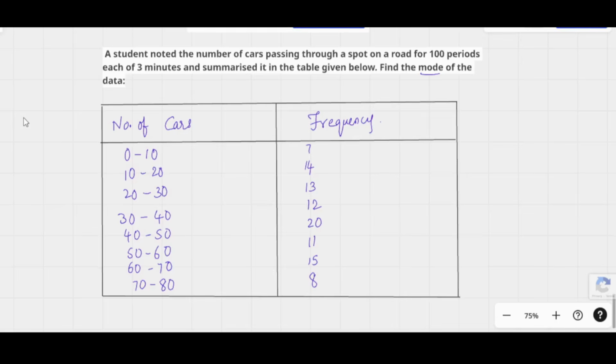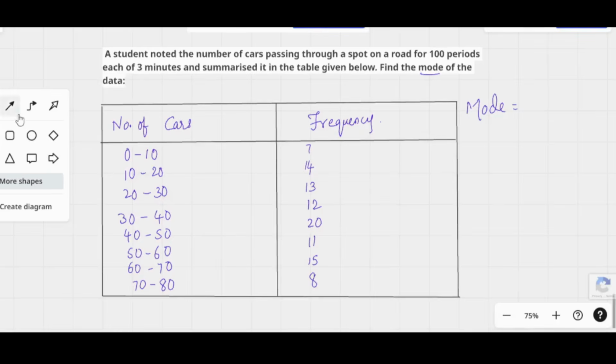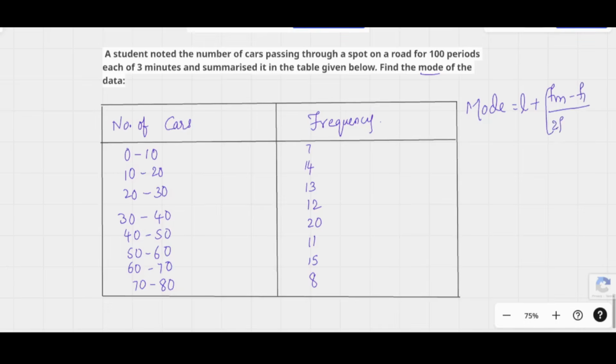First of all, let us write down the mode formula. The mode formula is L plus (Fm minus F1) by (2Fm minus F1 minus F2) into H. Okay, so what is L? What is Fm? What is F1? And what is F2? And what is H? Let us see from the question.